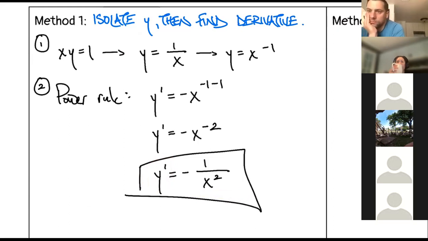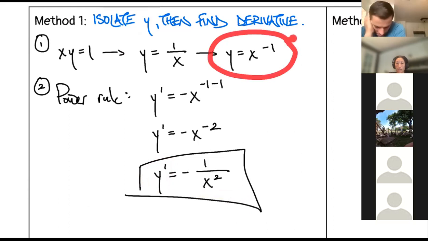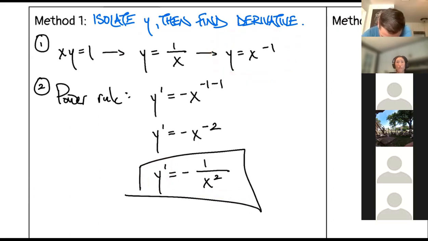Why wasn't chain rule used in this example? That's a great question, Joey. If I look at this y equals x to the negative 1, that looks like a question that we solved maybe last week, when we first started learning about derivatives. I don't see an inner function and an outer function. It's not like sine x to the negative 1, or like x to the 10th to the negative 1.